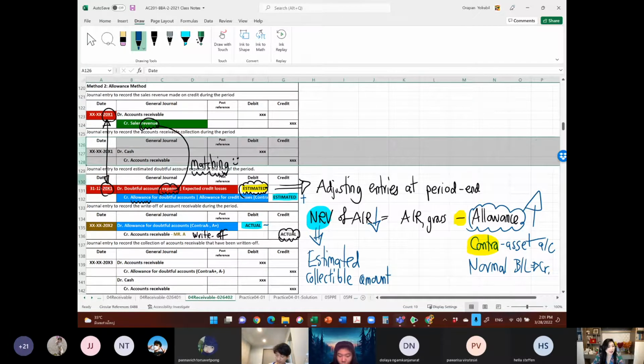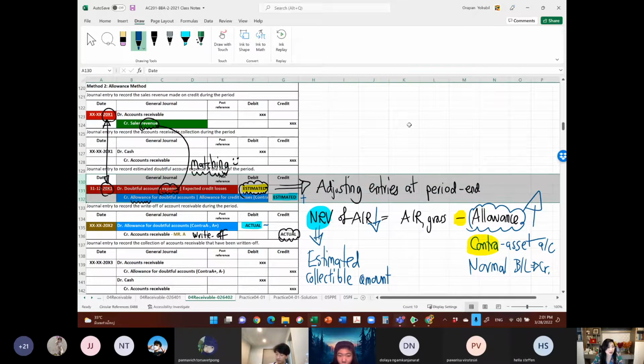And then at the end of the year, you have to estimate the amount that you may not be able to collect in the future, and then record doubtful account expense or expected credit losses. Since you don't know who will be uncollectible, you cannot directly write off his or her accounts receivable. What you're going to do is set up the allowance to keep track of the estimated expense that you think will be uncollectible.